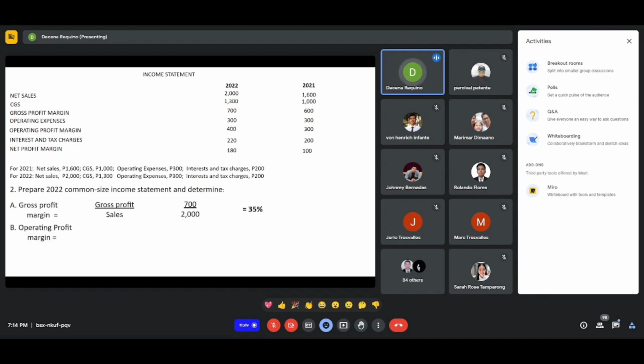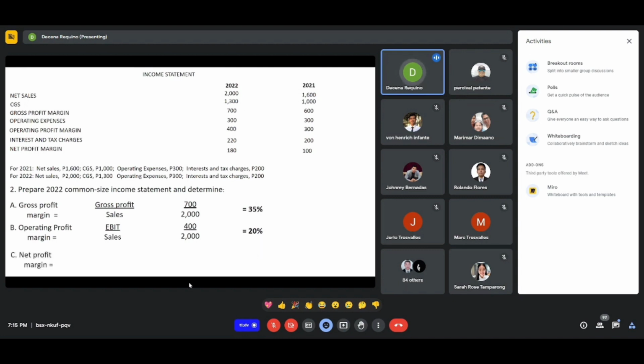And then para ma-compute naman yung operating profit margin, sa sample natin, 400 yung operating profit ng 2022. So ang formula niya is earnings before interest and tax, yung EBIT, divided by total sales. So sa sample, 400 yung operating profit divided by 2,000 na total sales. So ang operating margin is 20%.